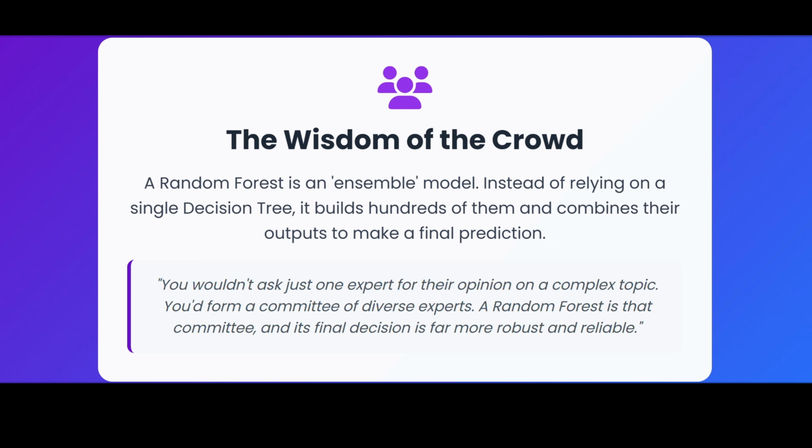It's what's known as an ensemble model. The core idea is simple. Instead of building one big, perfect decision tree, we build hundreds of smaller, slightly different trees. Then, to make a prediction, we let all the trees vote, and the majority wins. This is the wisdom of the crowd principle applied to machine learning.